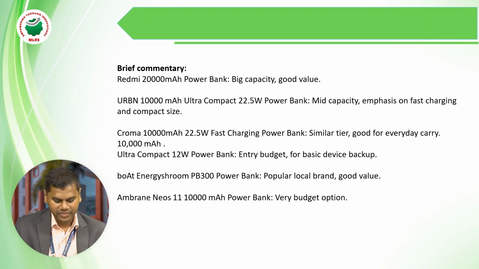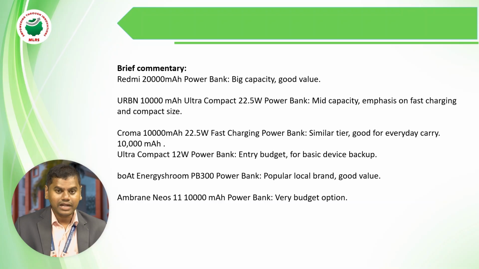The next, brief commentary. So in that brief commentary, suppose here Redmi 20,000 milliamperes, so power bank. So 20,000 milliampere hours power bank. So it is big capacity and good value also. And next, Urban 10,000 milliamperes ultra compact 22.5 watts power bank. So it is for mid capacity, emphasis on fast charging and compact size.